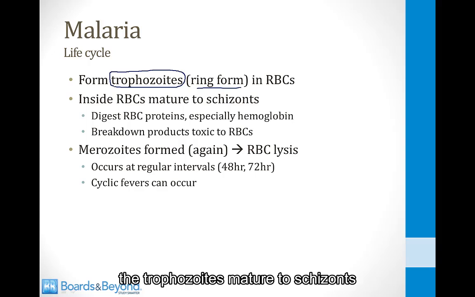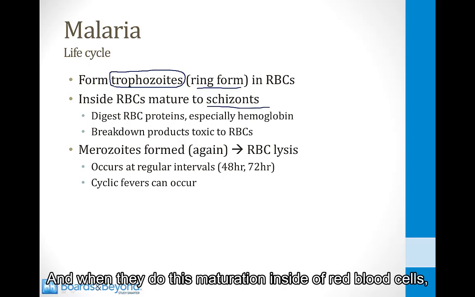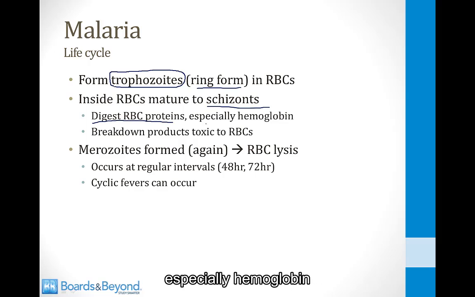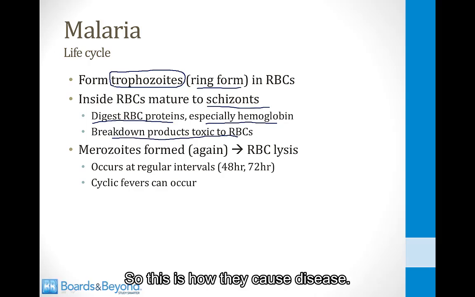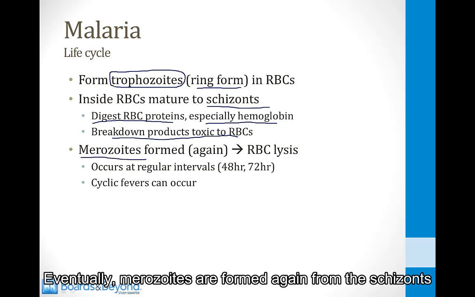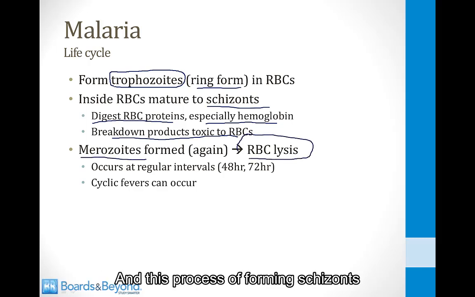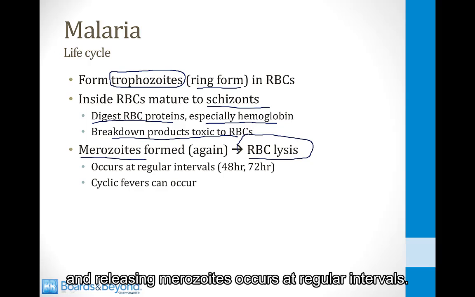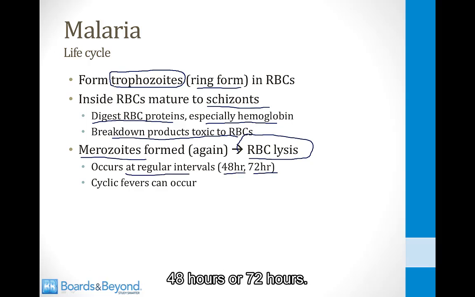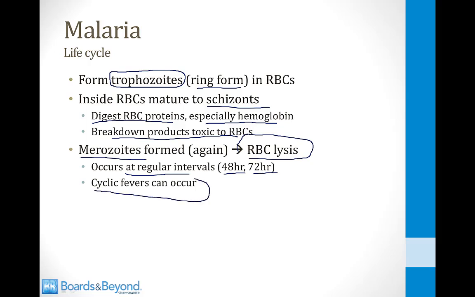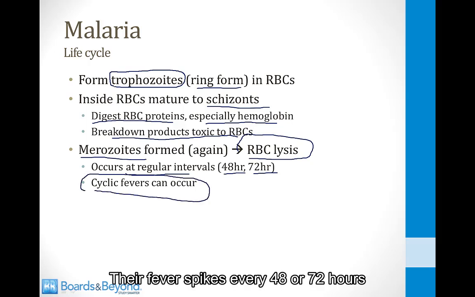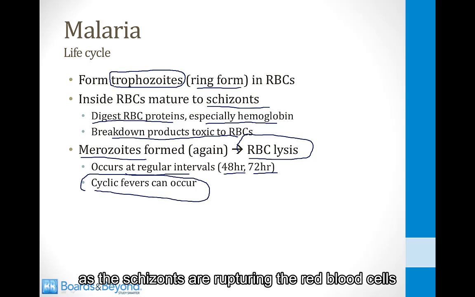Inside the red blood cells, the trophozoites mature to schizonts, just like what happened in the liver. And when they do this maturation inside of red blood cells, they are digesting red blood cell proteins, especially hemoglobin. And the breakdown products are toxic to the red blood cells, so this is how they cause disease. Eventually, merozoites are formed again from the schizonts, and this lyses the red blood cells. And this process of forming schizonts and lysing the red blood cells and releasing merozoites occurs at regular intervals, 48 hours or 72 hours. It depends on the type of infection that you have. And this is why patients with malaria get cyclic fevers. Their fever spikes every 48 or 72 hours as the schizonts are rupturing the red blood cells and releasing merozoites into the bloodstream.